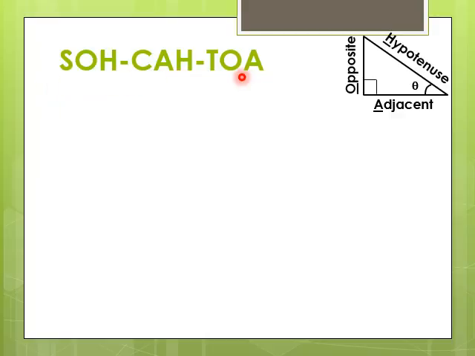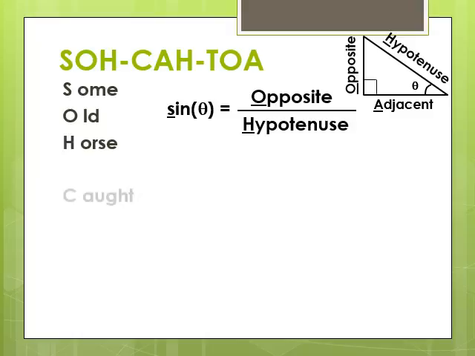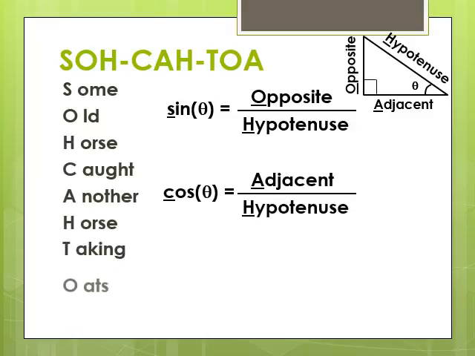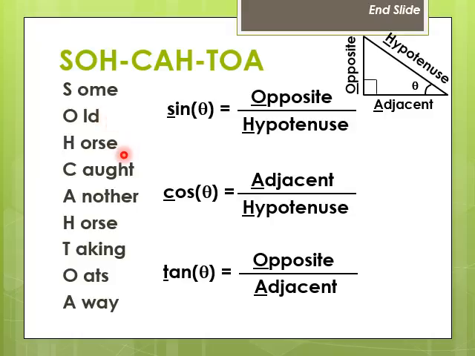Here we have this acronym to help us remember which trig function goes with which ratio. Everything is with respect to the angle. We got opposite, adjacent, and the hypotenuse is always the longest side and opposite the 90-degree angle. When I was student teaching, I also had my mentor teacher give me an alliteration to help me remember SOHCAHTOA, and that's some old horse caught another horse taking oats away. If SOHCAHTOA doesn't help you, then maybe this alliteration can help you. So SOH stands for sine of the angle equals opposite over hypotenuse. CAH stands for cosine of the angle equals adjacent over hypotenuse. And then TOA stands for tangent of the angle equals opposite over adjacent.